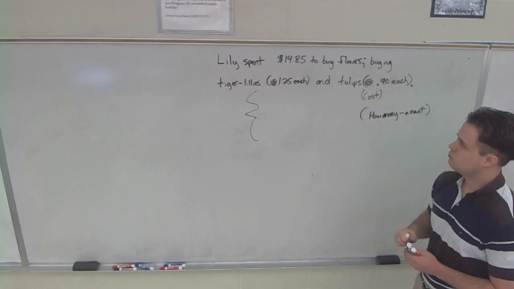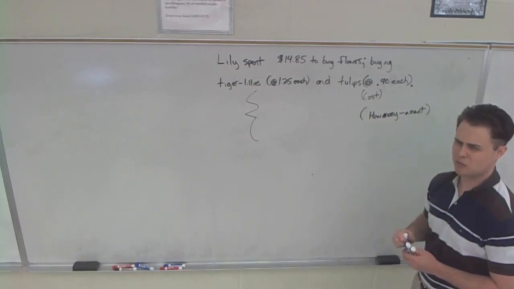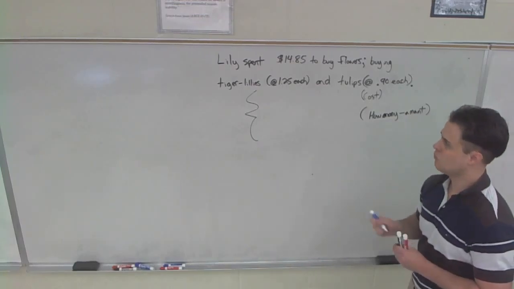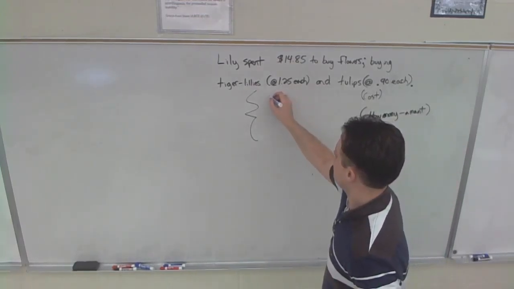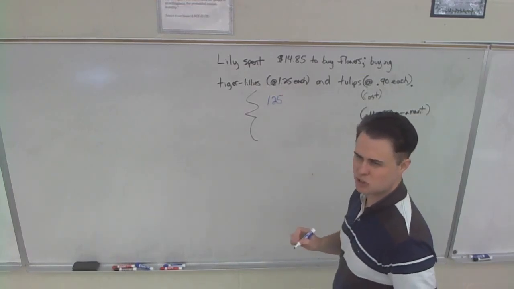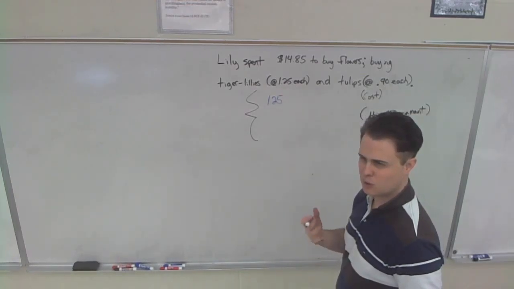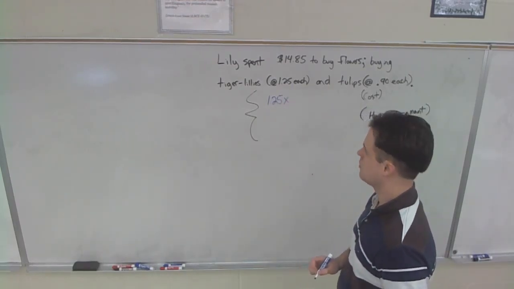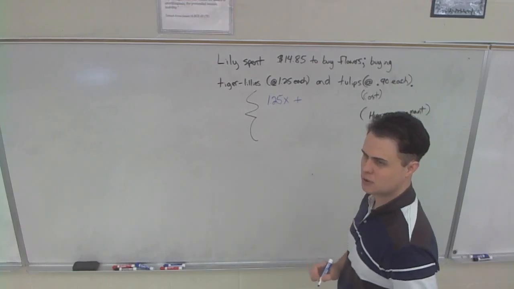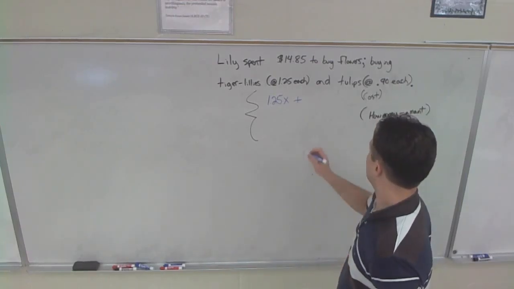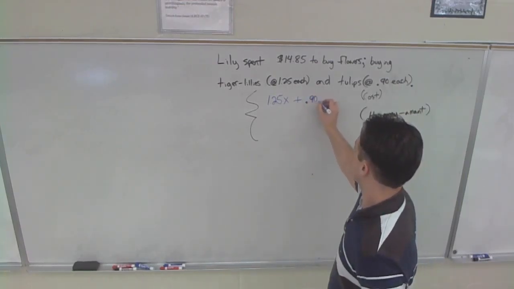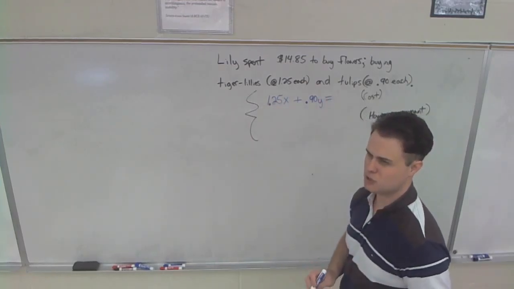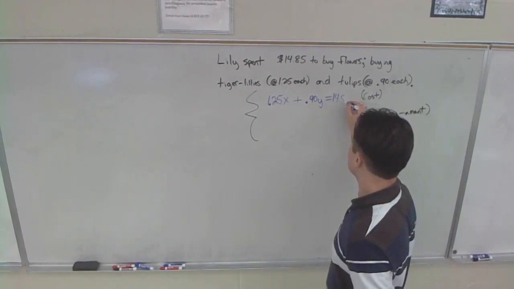So, for the costs, what do we have? Well, we have $1.25 each. That each word was a clue to mean depending on how many. So should we call Tiger Lilies X? And then we're going to add up 90 cents for the tulips. We'll call tulips Y. And the total amount of money we're spending is $14.85.